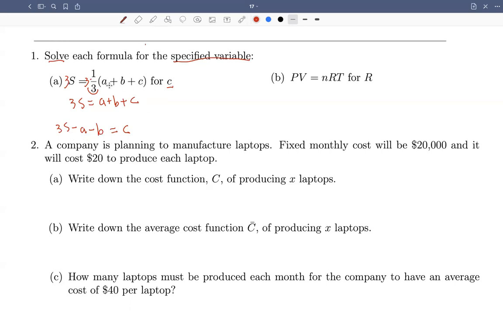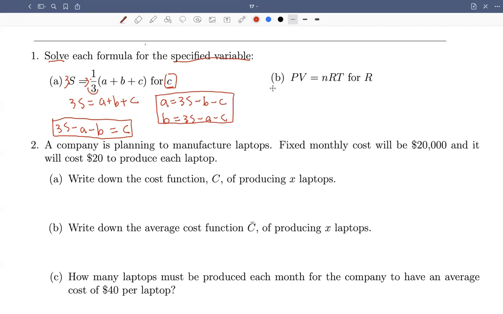So similarly, we could solve for A, we could solve for B, right? We could see clearly A equals 3S minus B minus C, and B equals 3S minus A minus C. But for this question, we want to solve for C. So the answer is this one. These two are just extra, me telling you, if we were asked to solve for A, we get this. If we were asked to solve for B, we get this.